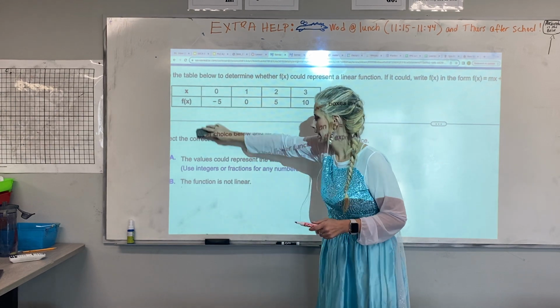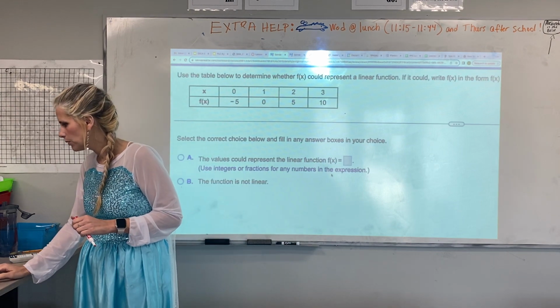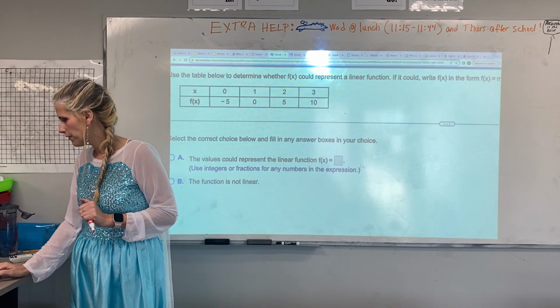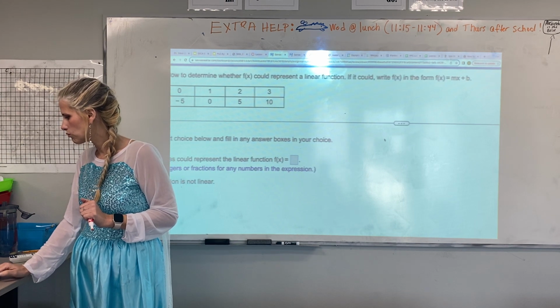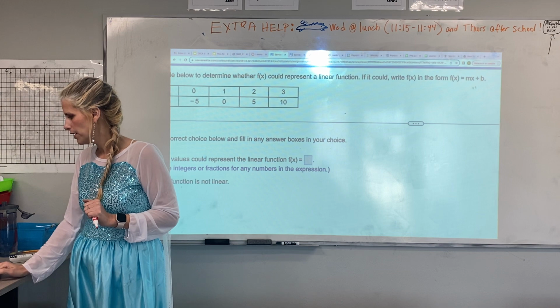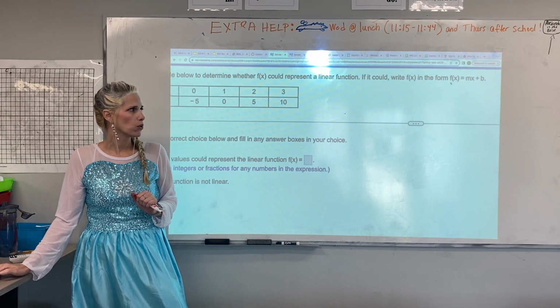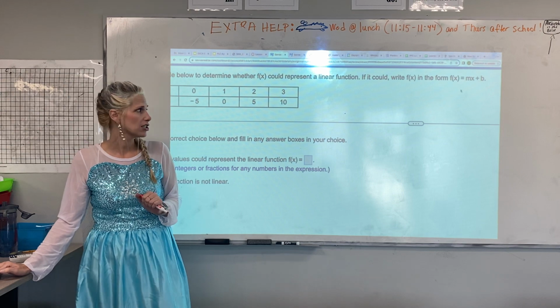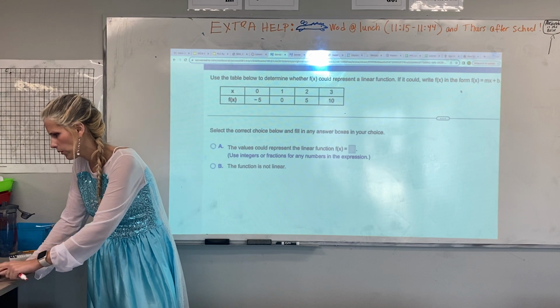All we're doing is plugging in numbers. All right, let's see. Use the table below to determine whether the function of x could represent a linear function. If it could, write f of x in the form of what we would affectionately call slope-intercept form, but with function notation.